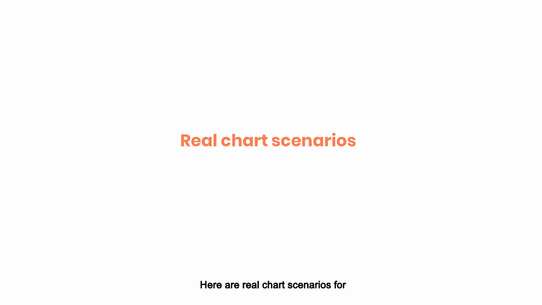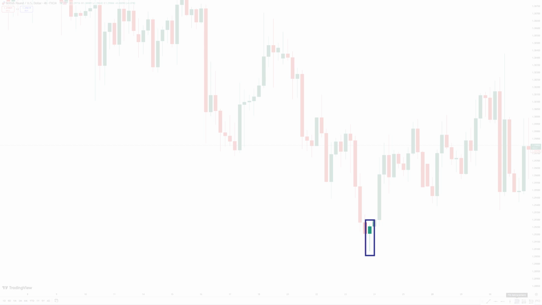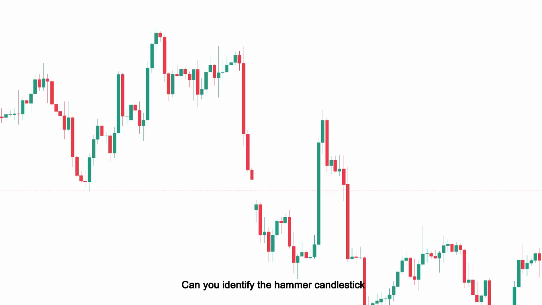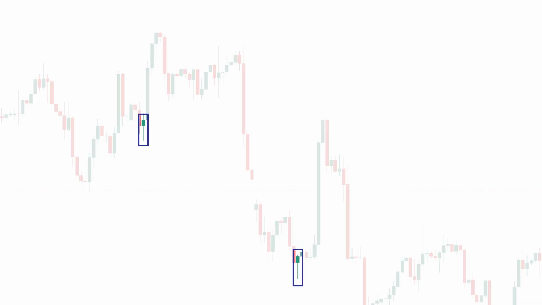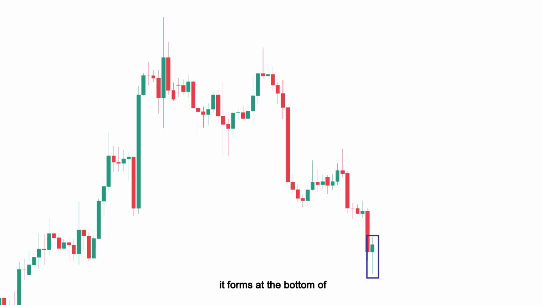Here are real chart scenarios for the hammer candlestick. From this chart, these are the hammer candlestick patterns identified. Can you identify the hammer candlestick patterns in this chart? How to trade the hammer candlestick pattern. It is mostly effective when it forms at the bottom of a downtrend near a support level.